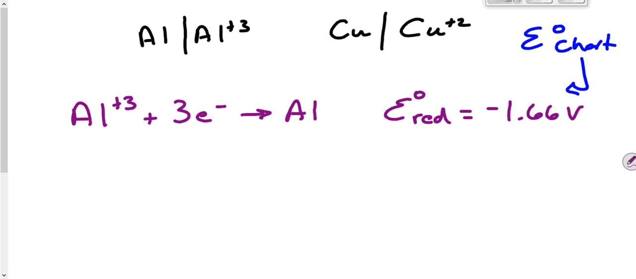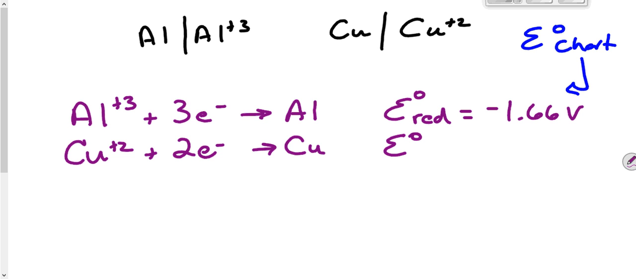We've already looked up the copper. We can find it near the top of the right-hand column. It says copper plus 2 ion gains 2 electrons to form copper metal. The reduction potential for this half reaction is positive 0.34 volts.